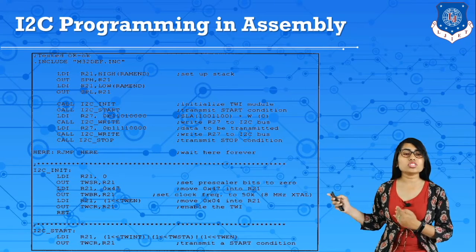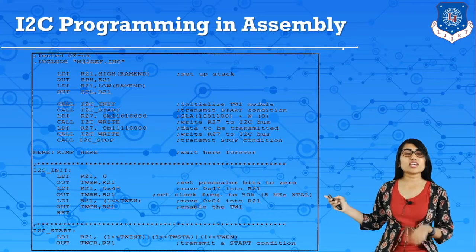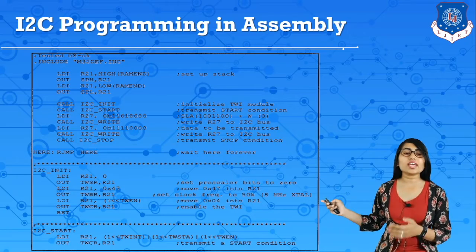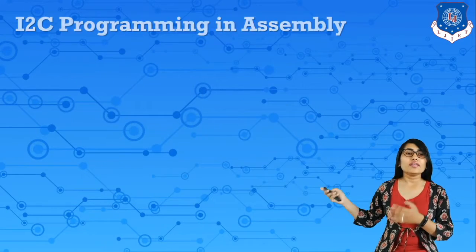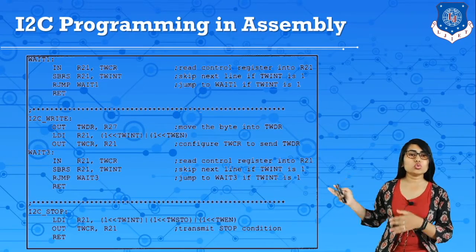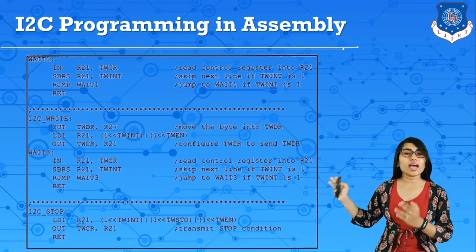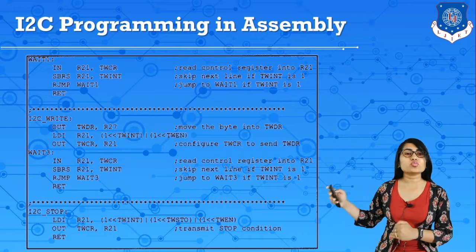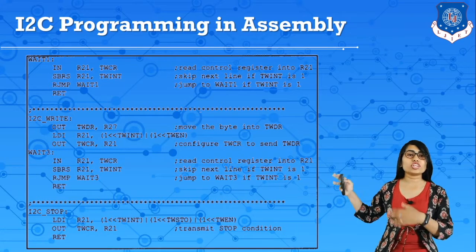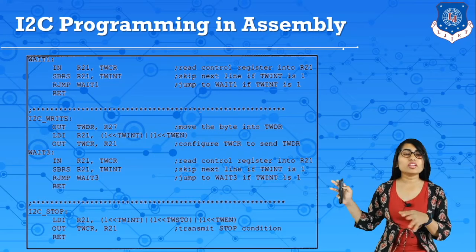In I2C start, we first transmit the start condition, and for that TWCR is used. Now this program is continued. Here we have a wait condition in which we read the control register into R21, and then skip the next line if TWINT is 1. If TWINT is 1, then return to the main program, otherwise wait over here.